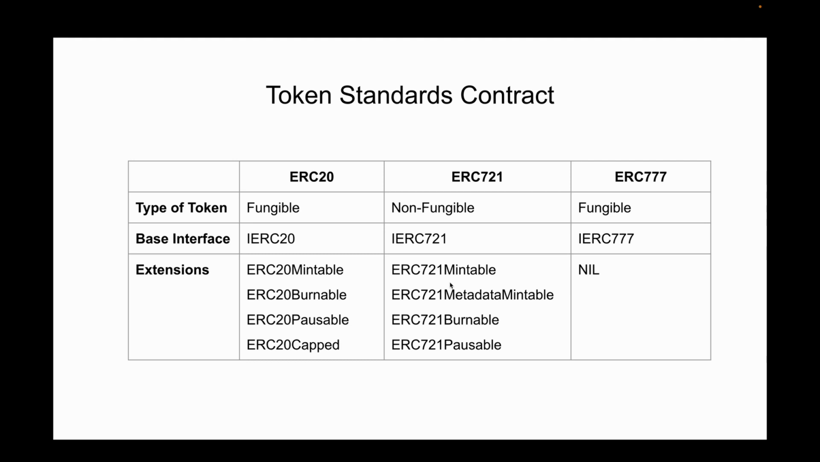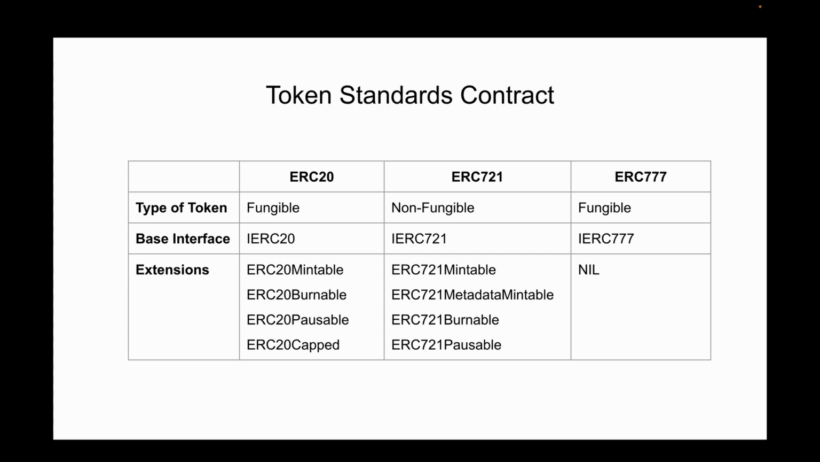Now, going back to the token standards contract, for ERC 721, this standard defines a basic interface for non-fungible tokens on the Ethereum blockchain. It includes methods for querying token ownership, metadata, and transfer, as well as events for tracking transfers. ERC 721 is the top solution for non-fungible tokens.